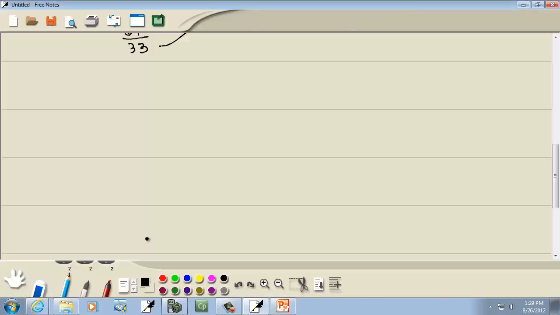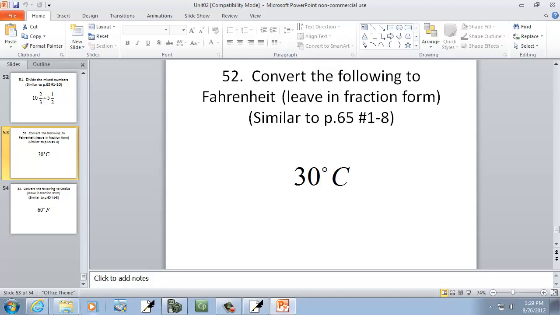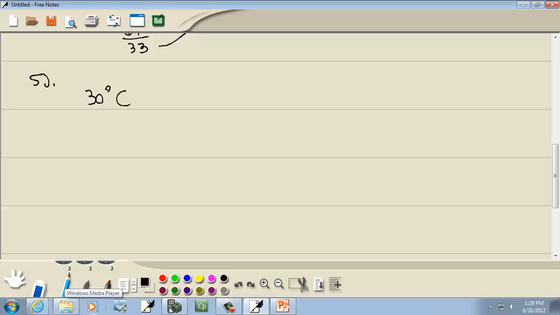Okay, and here's the ones where I had to look up the formula. If I had any kind of memory, I'd memorize these, but in fact, I don't use them very often. I don't need to memorize them. So this says convert to Fahrenheit, leaving fraction form. And I'm looking in the book to see what the formula is. They'll probably change editions, but this is the very end of Unit 2, and I'm looking at page 64. It says to convert Celsius to Fahrenheit.